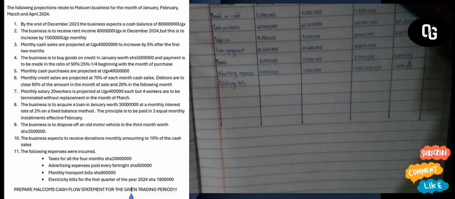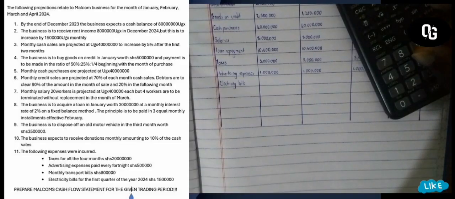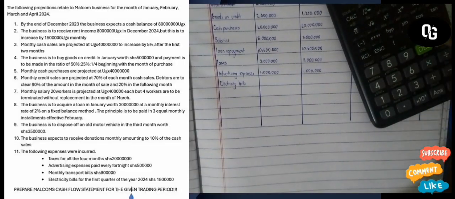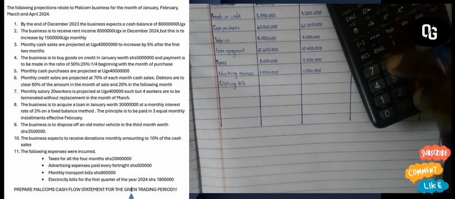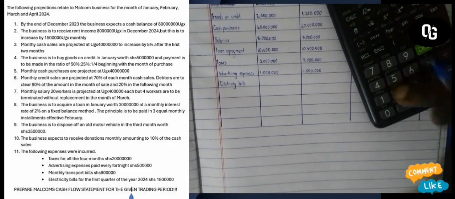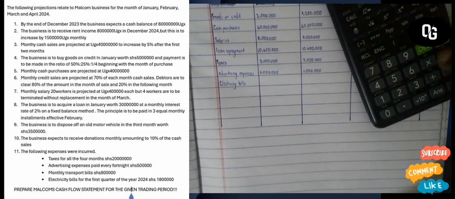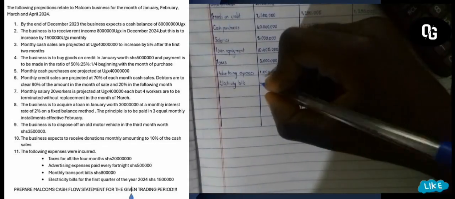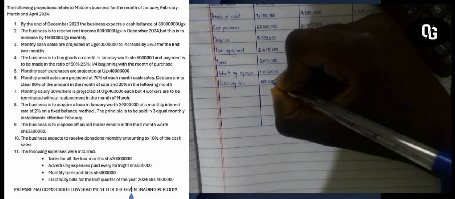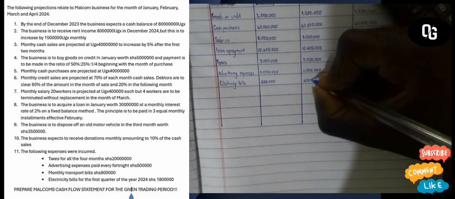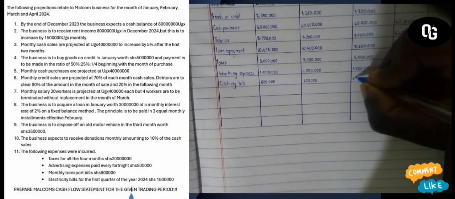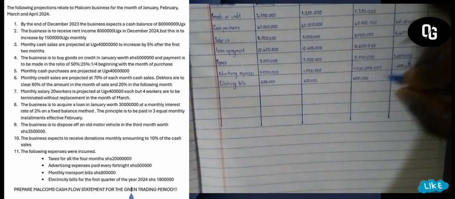Oh, sorry, electricity bill came first. So we have electricity bills. Electricity bills for the first quarter of the year 24 as 1,800,000. So we're going to divide 1,800,000 by 4 months. Sorry, divide by 3, because a quarter of a year is 3 months. So 600,000 in 3 months.